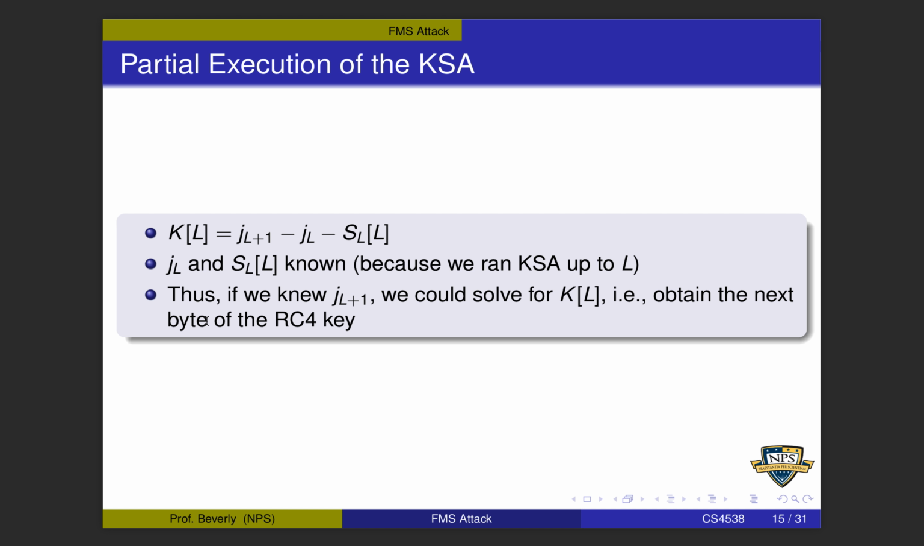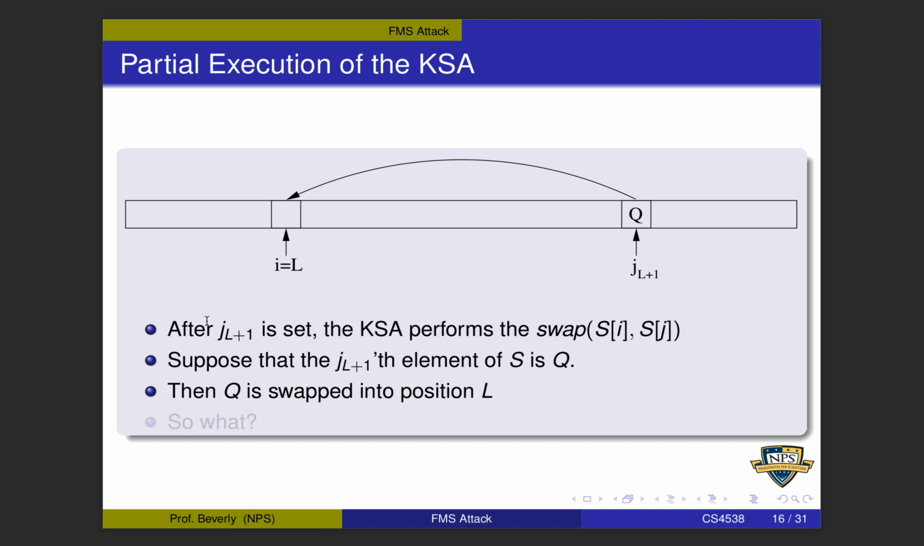So we know these 2 variables in this equation, but observe, if we knew the new value of J, the way that J is updated, we could solve for K sub L. And if we could solve for K of L, we would obtain the next byte of the RC4 key, which would be great. This would allow us to recover the next byte after the IV. So let's take a look at what's happening in the S box.